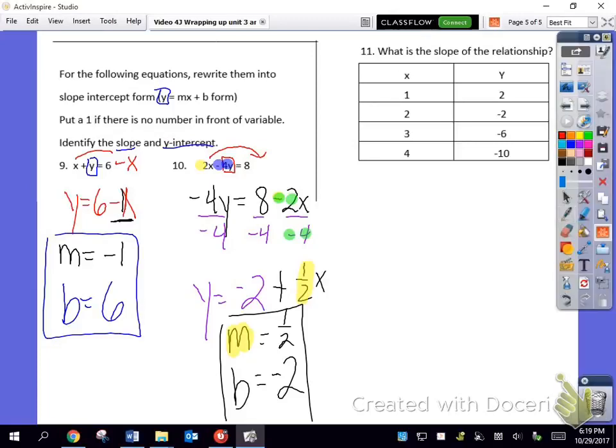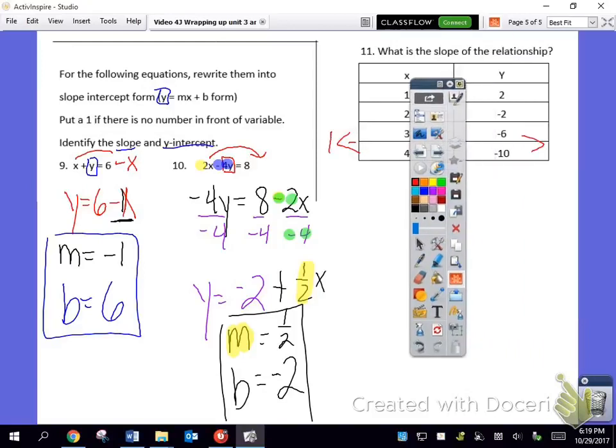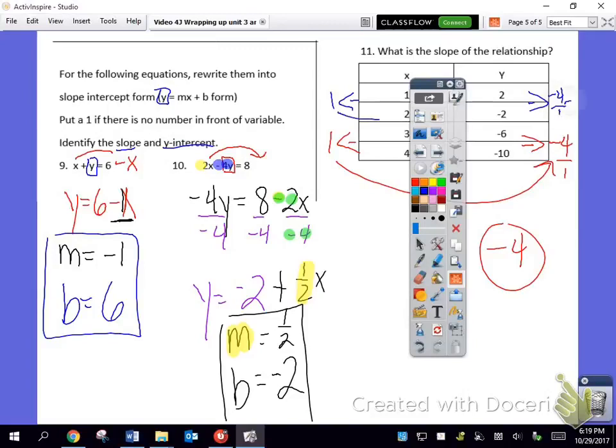And then number 11, what is the slope of the relationship? To find slope from a table, you just subtract. 4 minus 3 is 1. -10 minus a -6 is -4. Swing that over. -4 divided by 1 is -4. And it doesn't matter which 2 points you use, you would get the same thing. -2 minus 2 is -4. Swing it over. -4 divided by 1 is -4. It doesn't matter. You get the same thing.